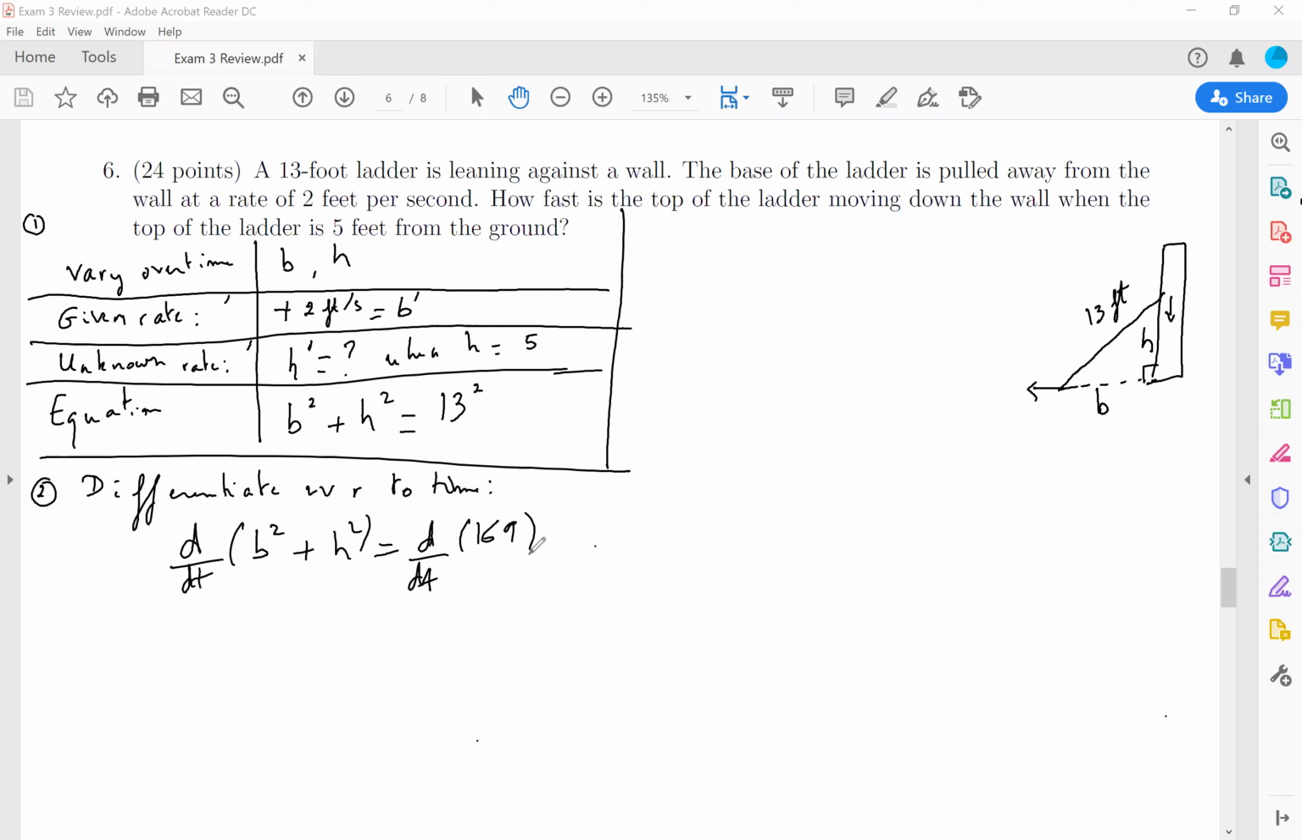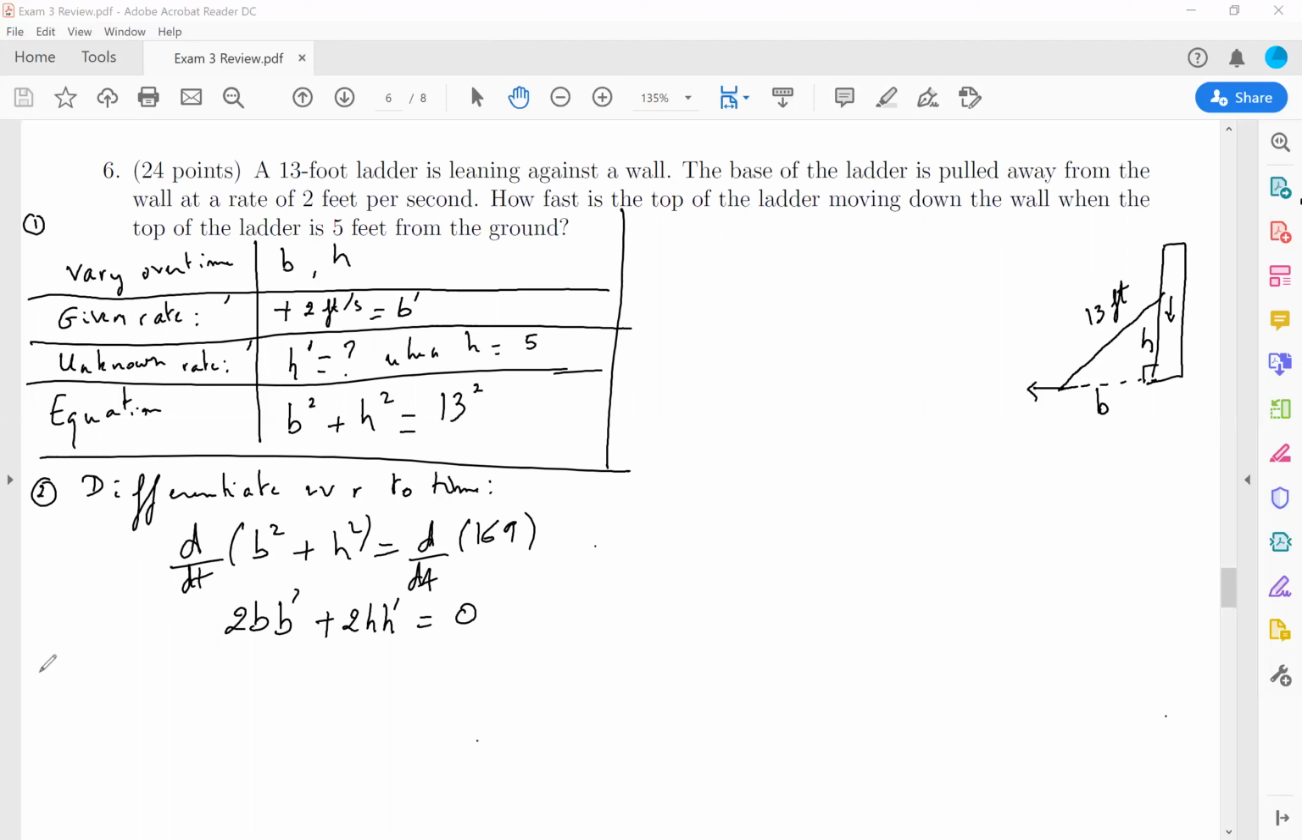And so remember, any quantity that varies over time, we treat implicitly as a function of time. So when we take the derivative of b squared, it is a chain rule. So here it's going to be 2b normally, but because the inside function is b, which itself is a function of time, that's a chain rule. So times the derivative of the inner, so it's times b prime. Same thing here, h is a function of time because it varies over time. So when we take the derivative, it's a chain rule, and that would be 2h times h prime. And the derivative of 169 is 0.